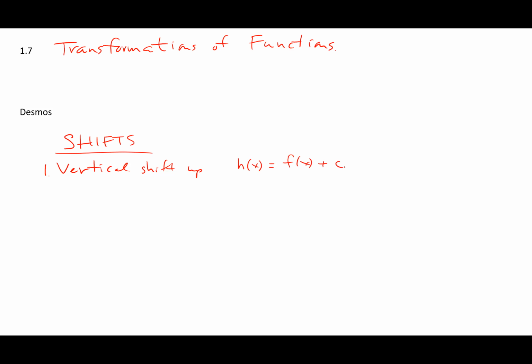So let me give you an example first real quick. Let's say our parent function was x squared. Are we good? So our new function, the one we're going to be graphing, is going to be x squared plus 3. There's our little plus c value. Vertical shift up just means you have a positive c value. It's going up. We're adding 3 to it each time.